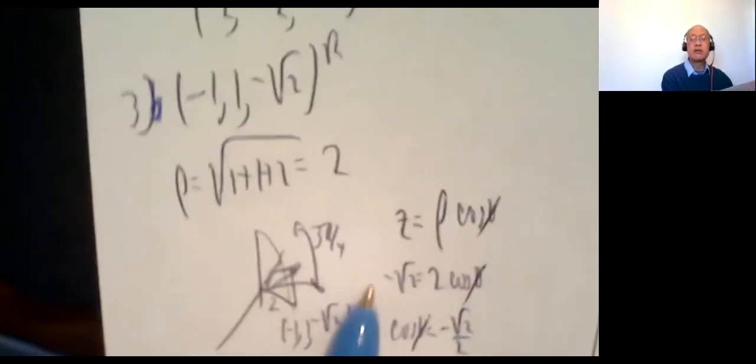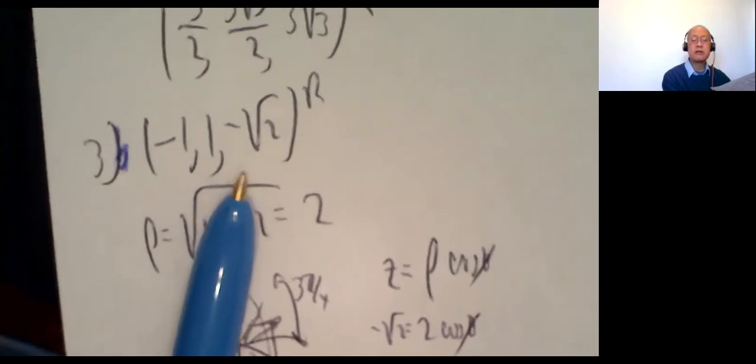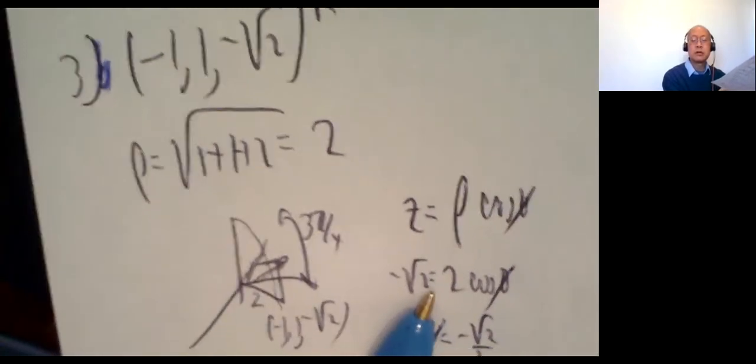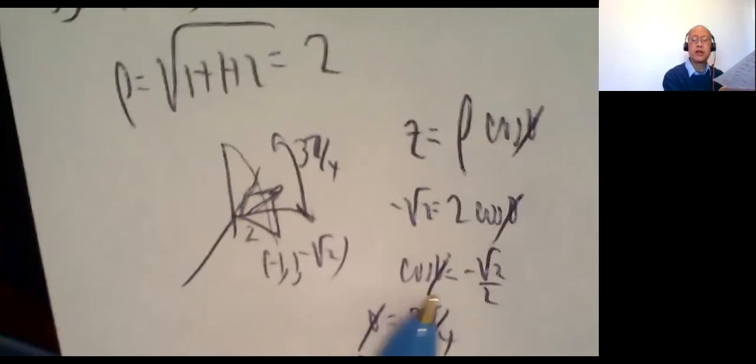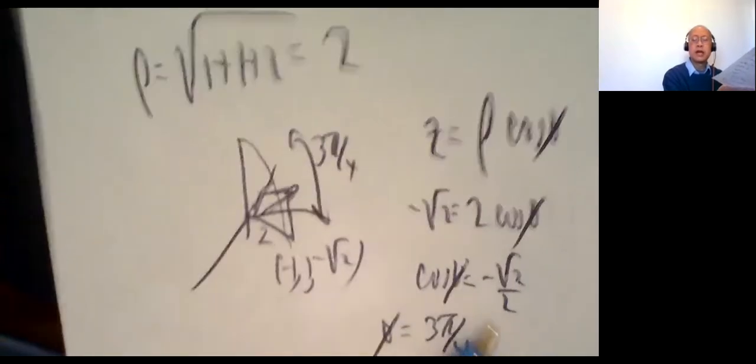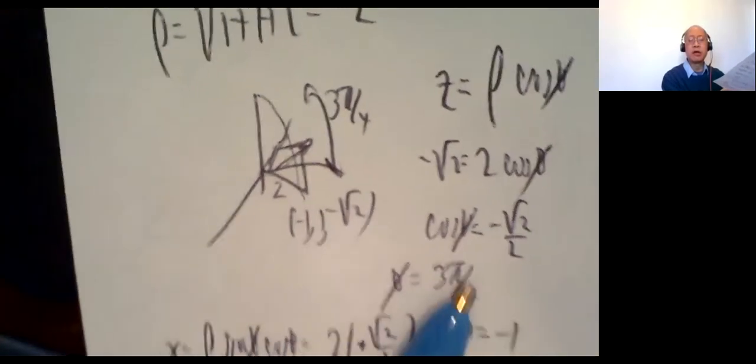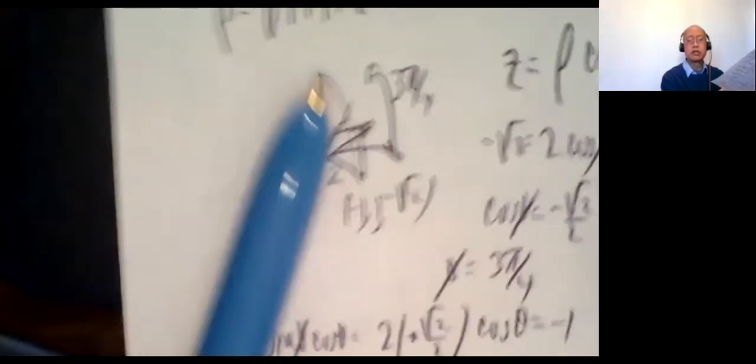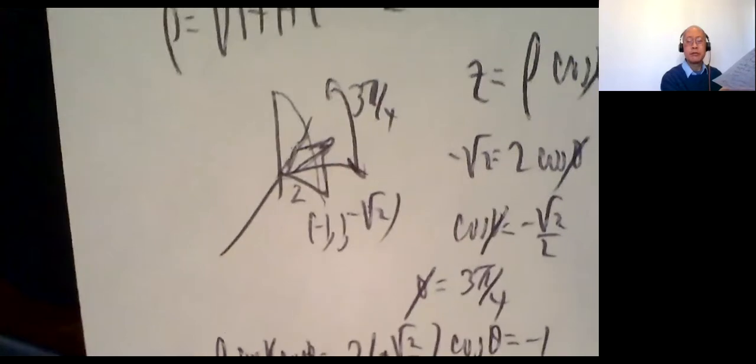So z is rho cosine phi. We now know that the z was negative radical 2, right? Rho is 2. Divide both sides by 2. Cosine of phi is negative radical 2 over 2. That's a second quadrant angle. So I come down past the xy plane and go into the negative realm. So phi is 3 pi over 4. So the angle that you go down is 3 pi over 4.